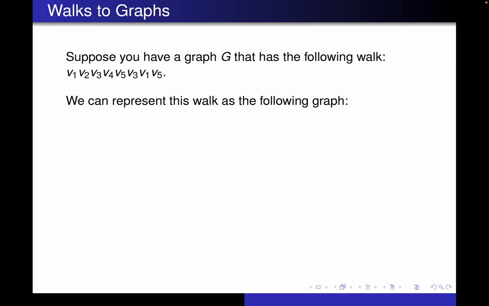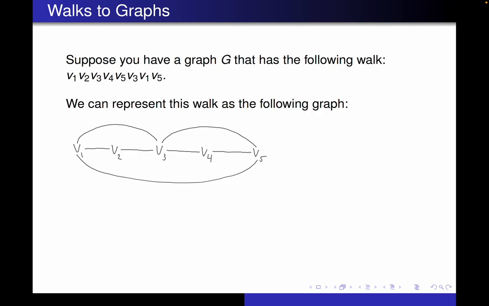Well, it's pretty straightforward actually. You start with your 5 vertices that are in the walk. Again, these aren't all the vertices that are in the graph necessarily, but they're in the walk. You start at V1, you draw an edge to V2 because you know you're walking across there, then to V3, V4, to V5, then you go back to V3, and you go back to V1, and then you go all the way back to V5.